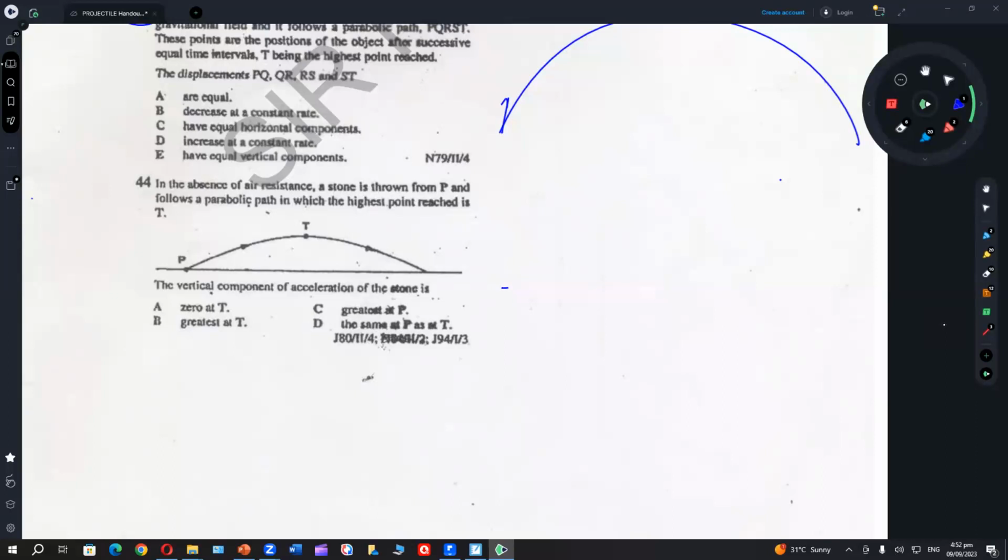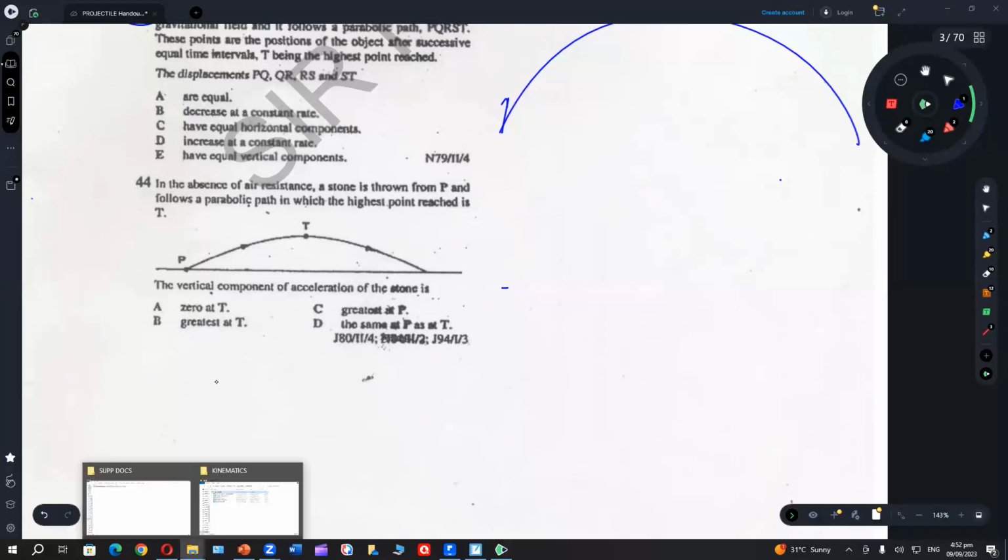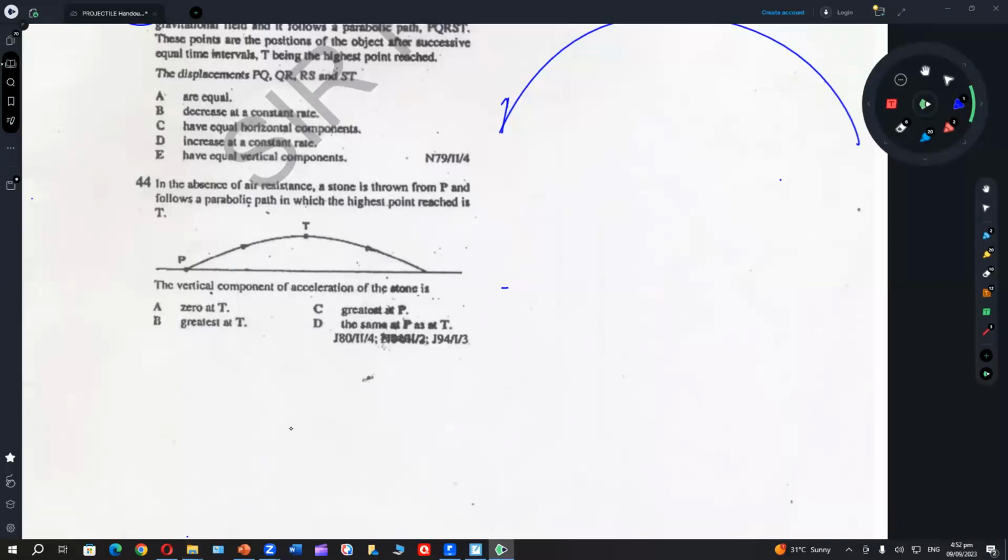Now, remember that the vertical component of acceleration is g, and g is the same. It can't be 0 anywhere. In the whole of the projectile motion, the value of acceleration is constant. The vertical component of acceleration is constant. It is the same at every point. It's g, small g. So the answer is D, the last option.